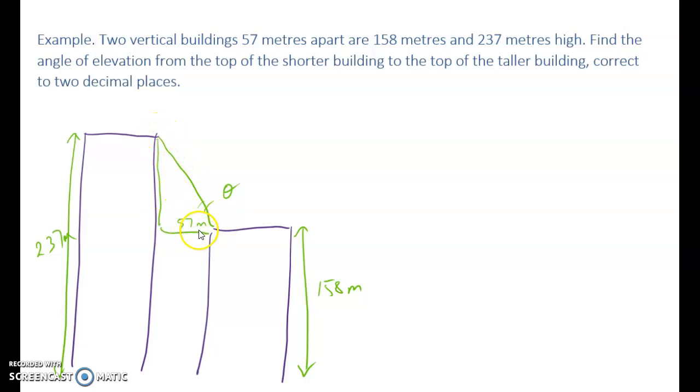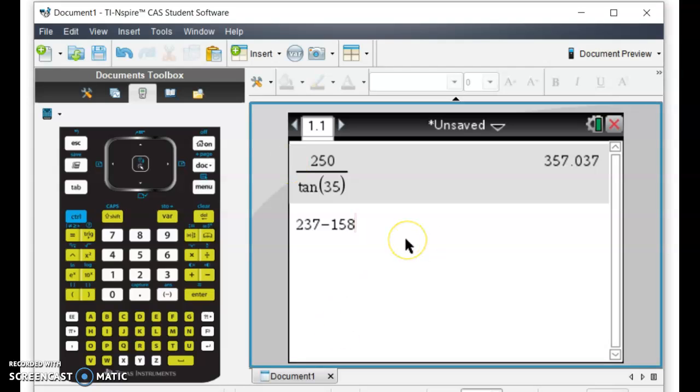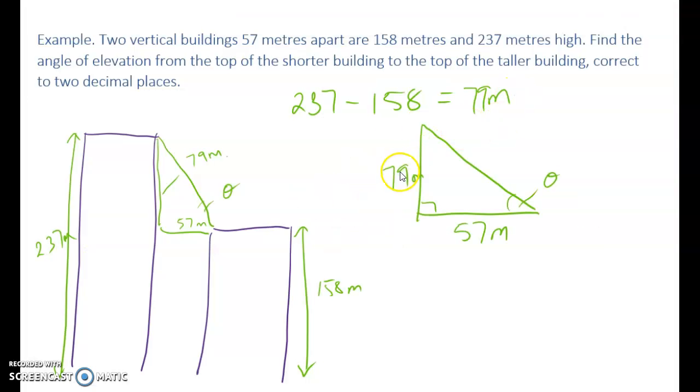To do that, we need 2 sides and we only have 1, but we can work out this side quite simply by finding the difference between the 2 buildings. We just subtract 1 from the other and we get 79 meters. I've redrawn the triangle just clear of all the buildings, so it's easier to visualize.